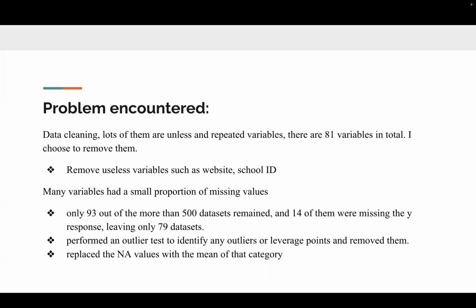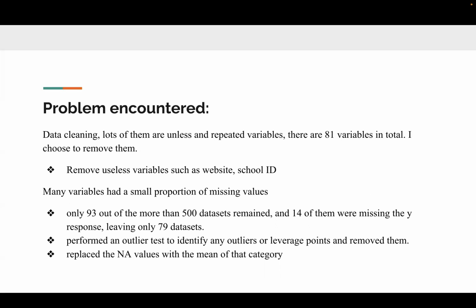When doing this kind of data analysis, I encountered some problems. The very first problem is data cleaning. Lots of the variables are useless and repeated measures. There were 81 variables in total initially, and I chose to remove the useless variables such as websites and schools. I think the number of variables that remain is 26.